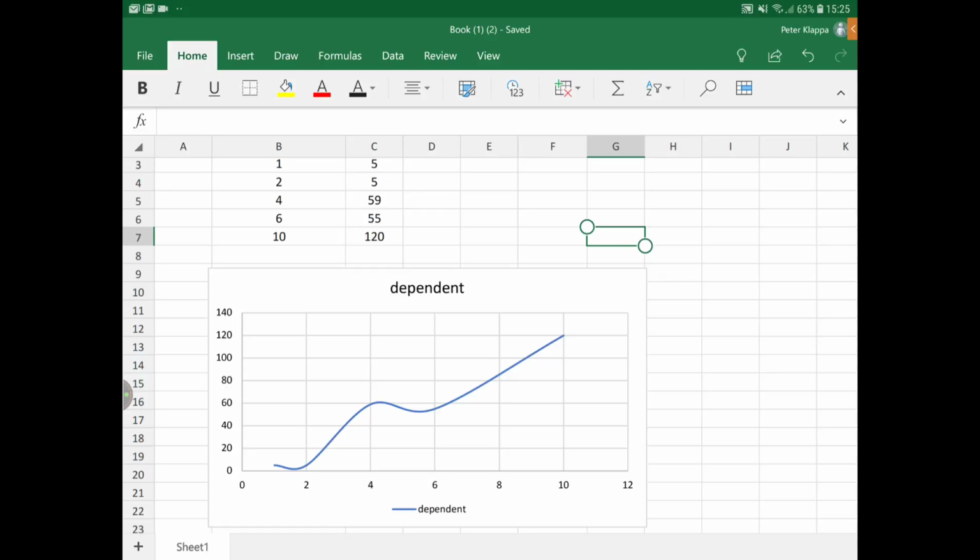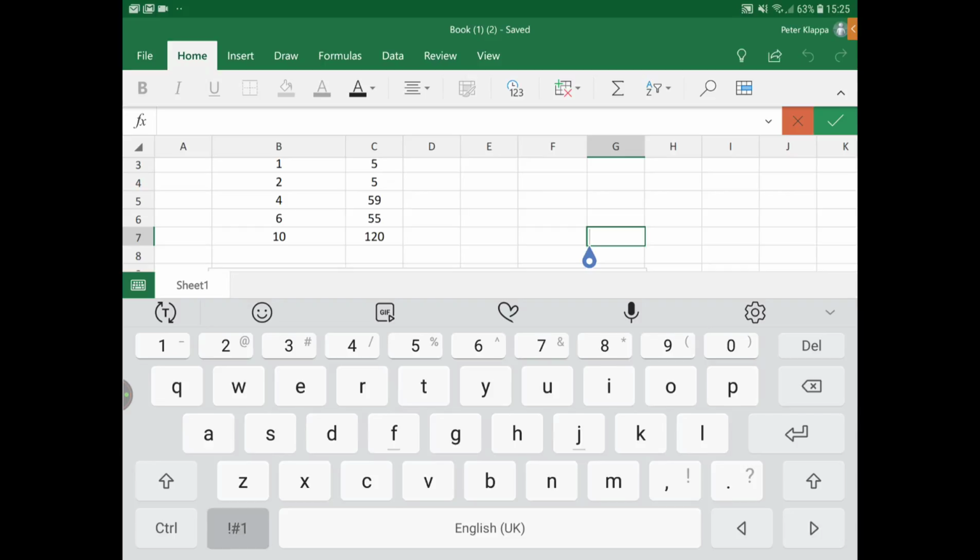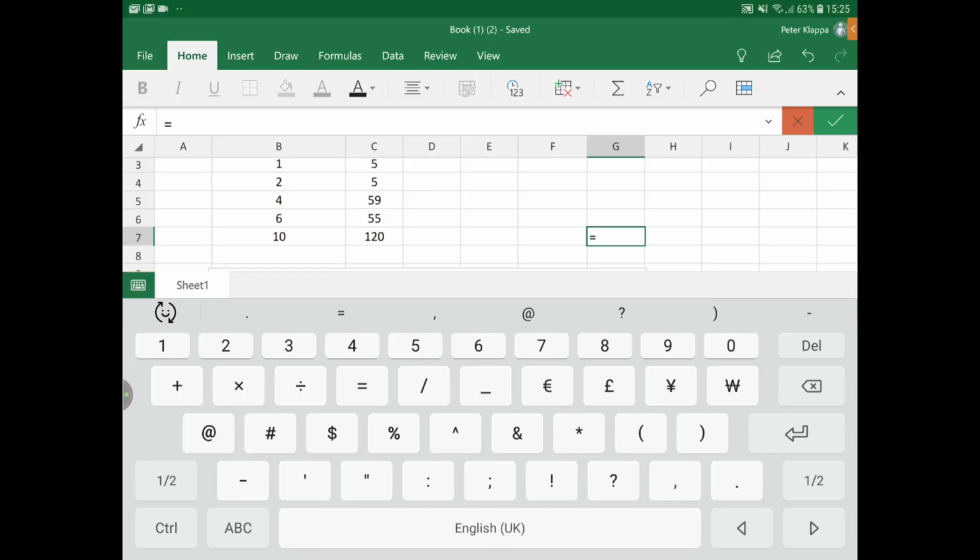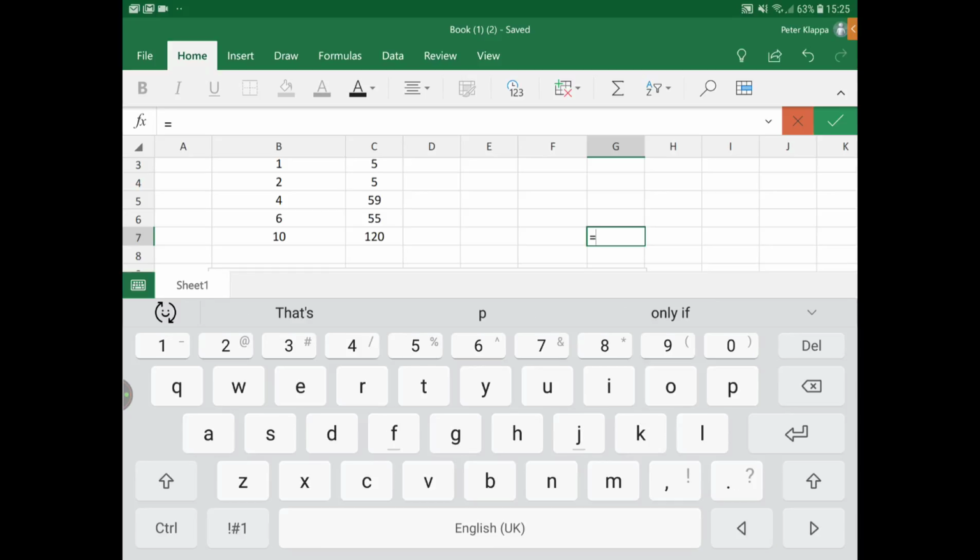Well, there is a function in Excel. I'm going to show you what you need to do. In Excel, each equation starts with an equal sign. And now you simply type CORREL. And this is a built-in correlation function that gives you the R value.